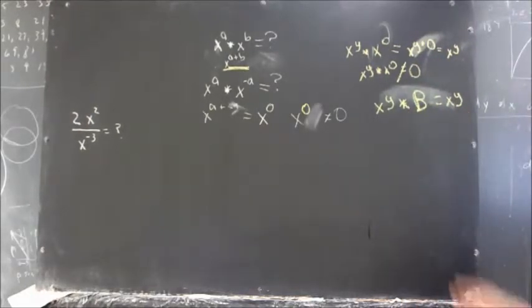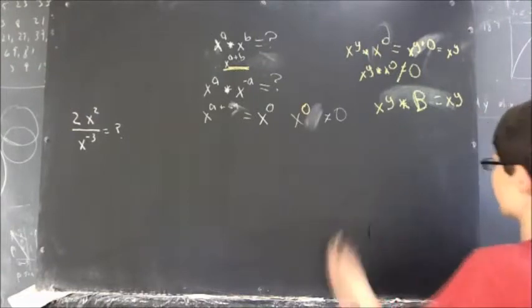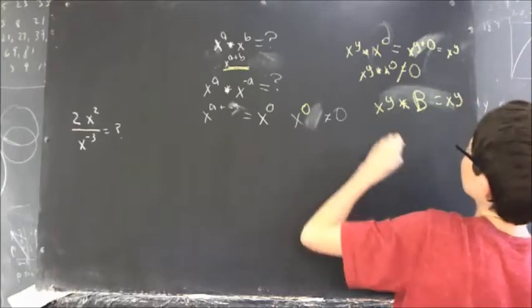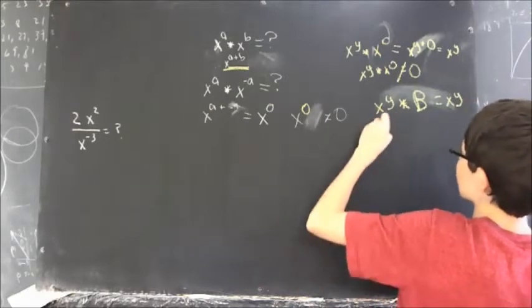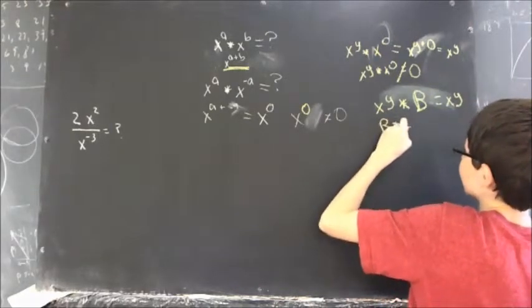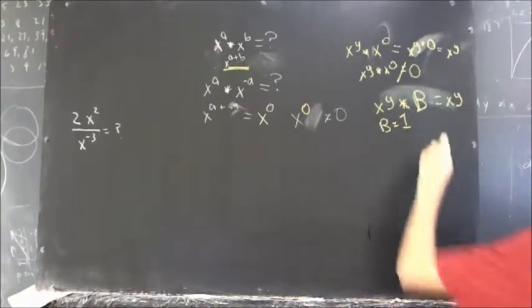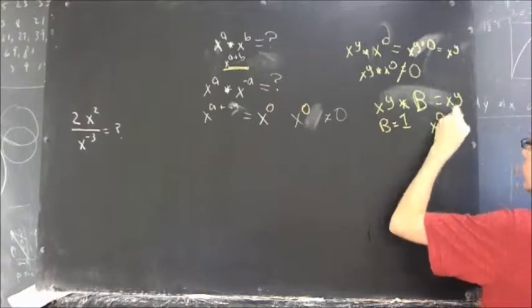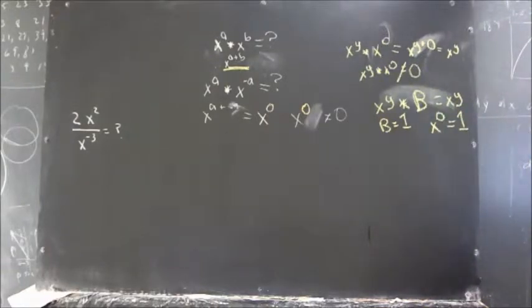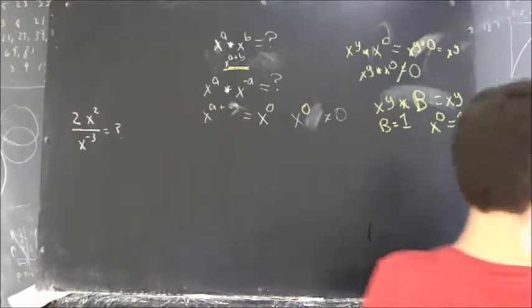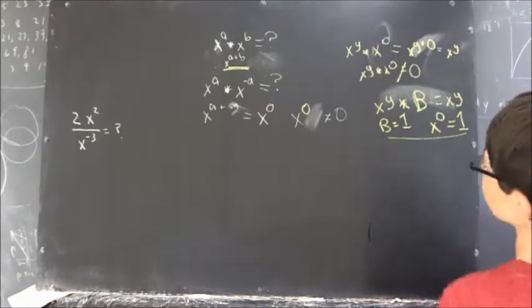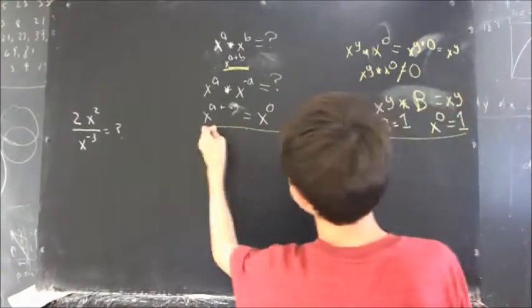And along the property you've seen before, anything times 1 is always itself. Therefore, b in this case would have to equal 1, and x to the 0 equals 1. So let's just put in something as an example here. Let me just get another color. I'll underline this. It's an important thing. I'll also underline this.